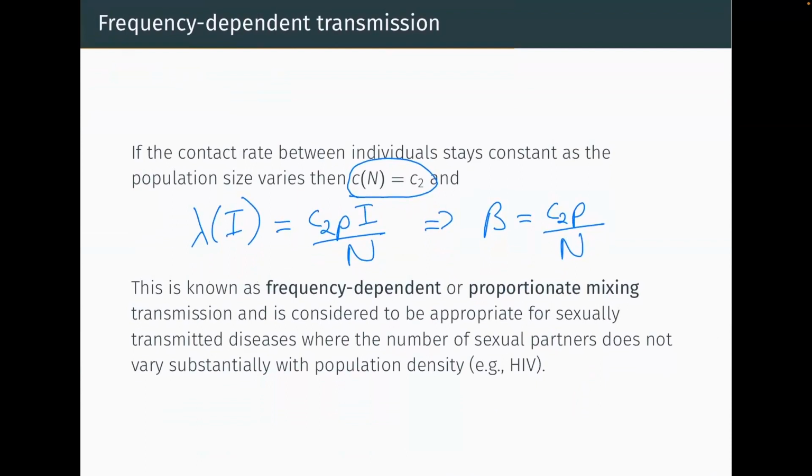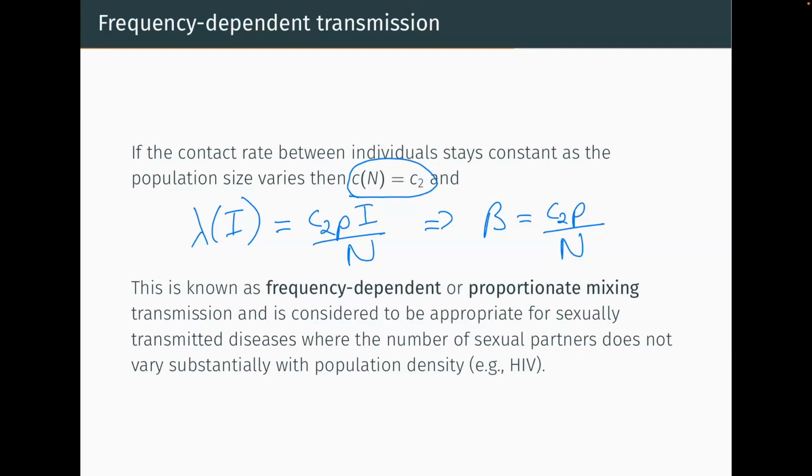When might this apply? Well, this is known as frequency dependent or proportionate mixing. The basic idea is that as a population increases or varies, we don't see a big change in contact patterns. There are certain cases, particularly for things like sexually transmitted diseases, where if you're in a city compared to a town, you don't expect the number of sexual partners to go up by 100 or 1,000-fold for individuals. Okay, they might vary a bit, but they remain much more invariant to population size and population density.